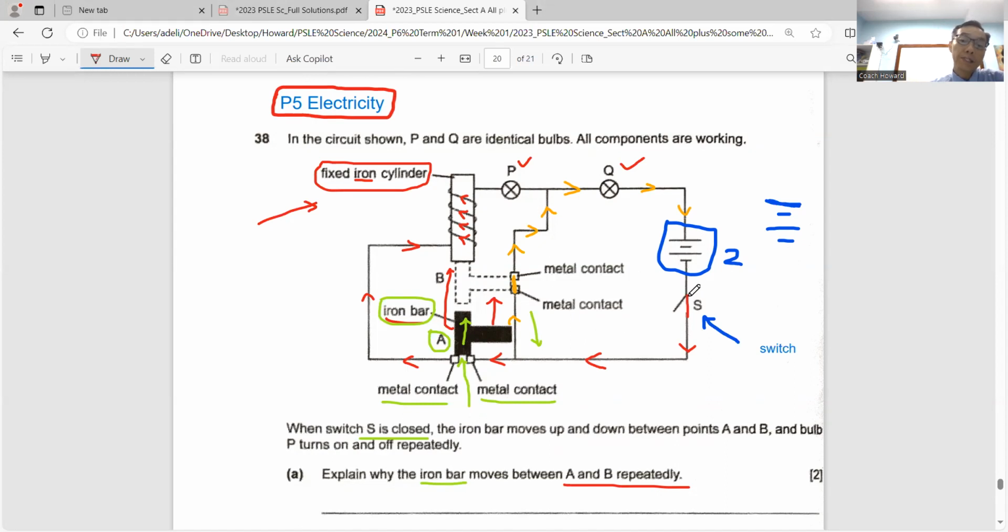And then in this question, they say when switch S is closed, the iron bar, which is this T-shaped iron bar, moves up and down between points A and B.